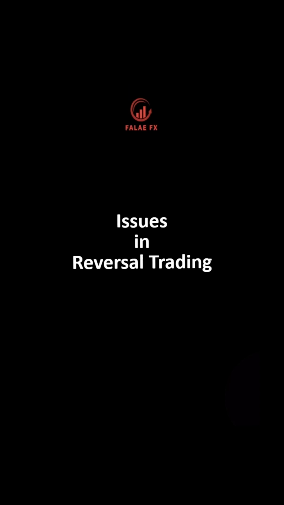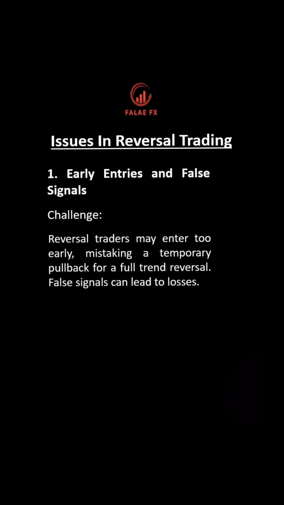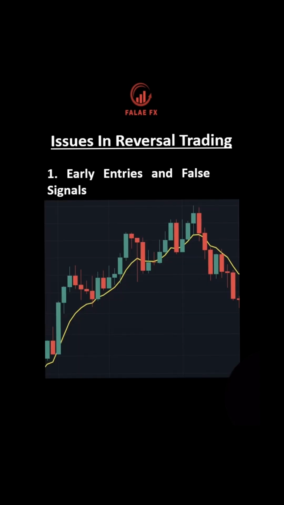Issues in reversal trading. Number 1, early entries and false signals. Reversal traders may enter too early, mistaking a temporary pullback for a full trend reversal, and false signals can lead to losses. As we can see here, this is a reversal, but it got rejected and price continued in the prevailing trend. This was a reversal, false breakout if you ask me, and price continued until finally it crossed and broke the moving average.